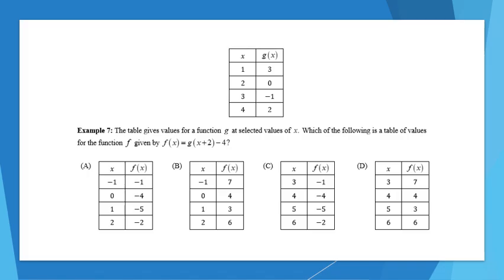Example 7. We have a table of values. Which of the following gives the function f, where it's a transformed function of g? So what we want to do here is ask what transformations are happening. So we're shifting it down 4, right? And then that x plus 2 is shifting it left 2. So our x values are shifting left 2. So now our new x values should be negative 1, 0, 1, and 2.